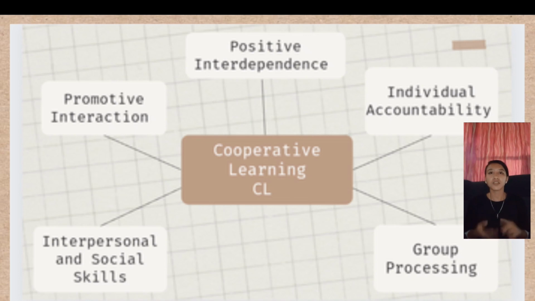Fourth is the interpersonal and social skills. So kani kay each member of the group are working together, trust each other, and resolve conflicts together to achieve their goal as a group.